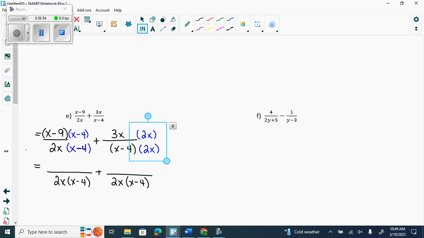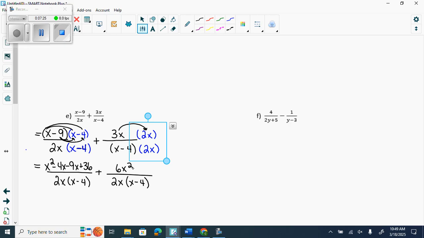So we do first times first. So x times x, x squared. Then we do x times negative 4 outside, negative 4x. Then we do inside, negative 9 times x, negative 9x. Negative 9 times 4, positive 36. Then the back, we go 3x times 2x is 6x squared.